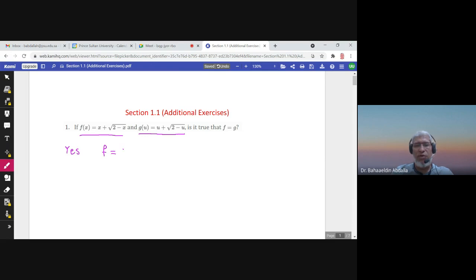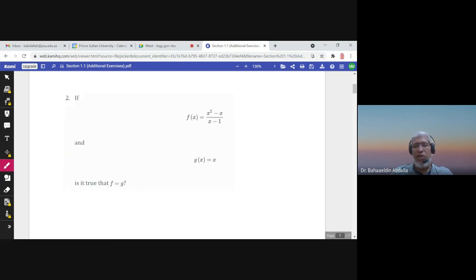F equals g. Because if you want to find f of any number, it would be equal to g of that number. So for example, f of 1 would be 1 plus 2 square root of 2 minus 1. G of 1 would be also 1 plus 2 minus square root of 2 minus 1. So whether you write it f of x or f of t or g of u, since it has the same definition, it will give you the same answer, and f equals g.